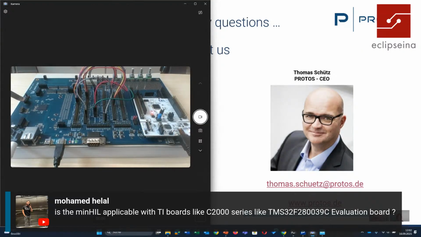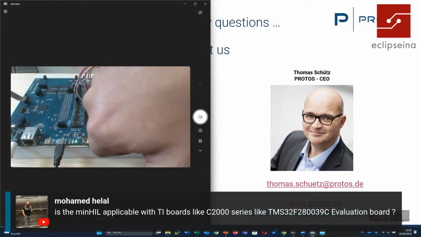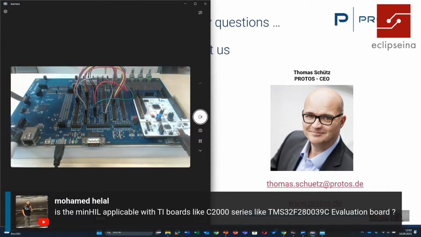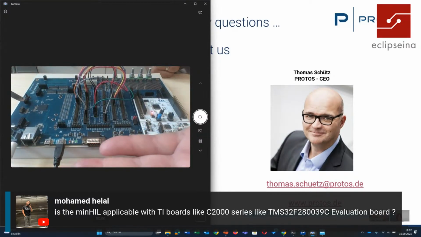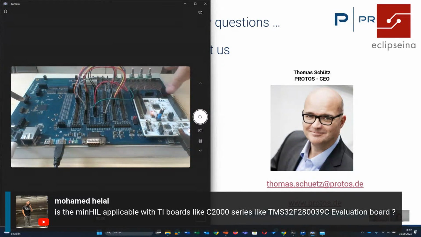But you could also, for example, if it's 3.3 volt or 5 volt, connect the wires directly. If you have an evaluation board, you could place it next to the miniHIL, just put it on the side and wire it directly without those adapters. That's usually a very fast approach to get a first test set up.